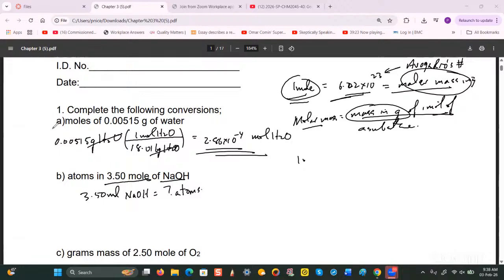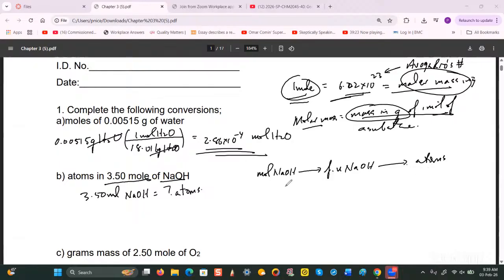Okay, so in this particular case, the way I would go about solving this is I would start off with the moles of sodium hydroxide. And then I would find out, based on that, the number of formula units of sodium hydroxide. Formula units basically is referring to the number of sodium, oxygen, and hydrogen units that are present in the compound. And then based on this, we can find out the number of atoms present in this amount of sodium hydroxide.